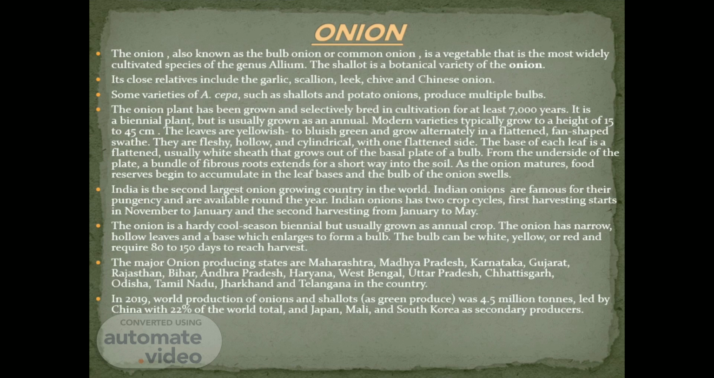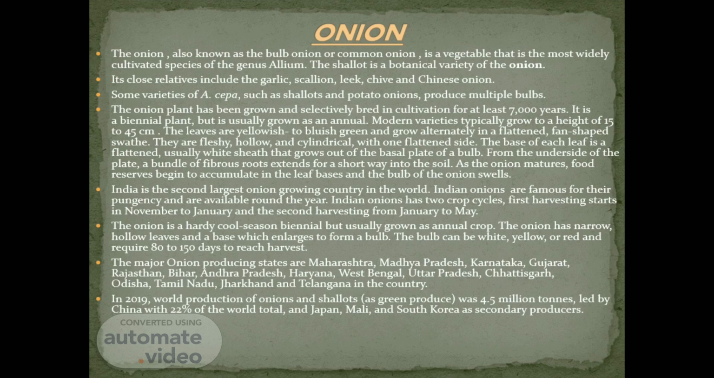The onion is a hardy cool season biennial but usually grown as an annual crop. The onion has narrow hollow leaves and a base which enlarges to form a bulb. The bulb can be white, yellow or red and requires 80 to 150 days to reach harvest.